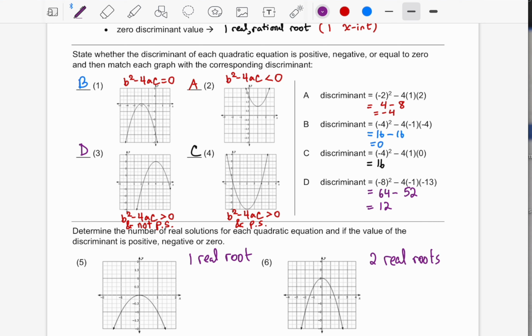And if the value of the discriminant is positive, negative, or 0, well, if there's one real root, then the b squared minus 4ac value must be equal to 0. If there's 2, then the b squared minus 4ac would have to be greater than 0. It didn't ask us what kind of roots they would be, as in rational or irrational. Just how many are there, and what does it say about the discriminant.